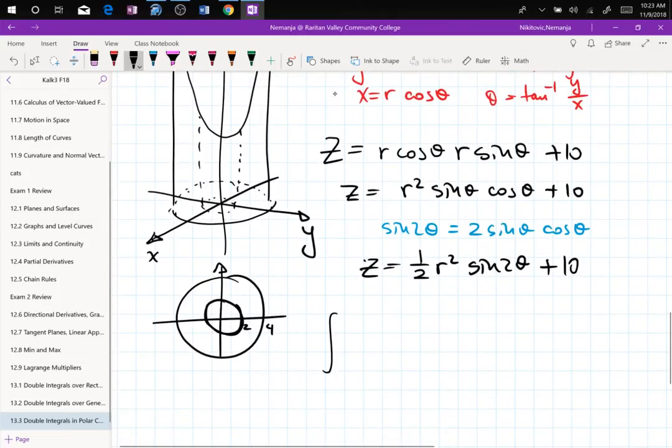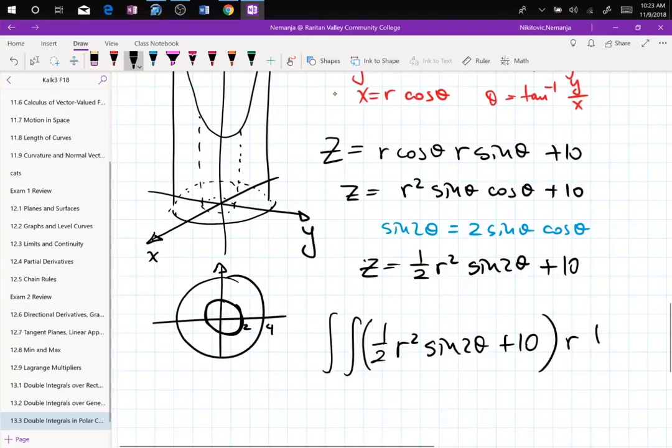Time for us to put this in the integral. Double integral of 1/2 r squared sine 2 theta plus 10, all in parentheses, because we have r dr d theta. We have this plus 10 just there, so we need those parentheses. Time to figure out the limits. Do I want the entire tool, or half of the tool, or a quarter of the tool? I want the entire tool. That's 0 to 2 pi, the full revolution. I can get half of the tool if I throw away half. Make sense? So 0 to 2 pi is the entire tool.